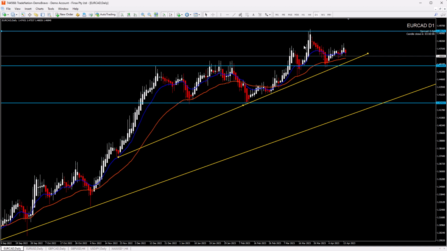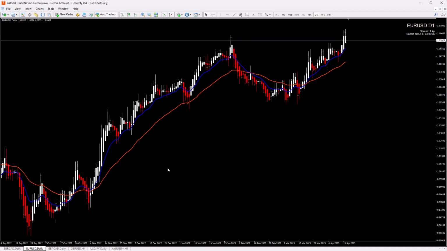So this is EURCAD, a little bit tricky here on this level, because we have different situations, but all is of course about your approach and about your trading plan. So let's go to EURUSD.